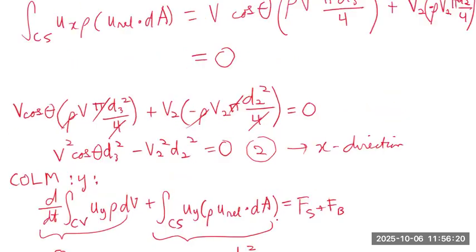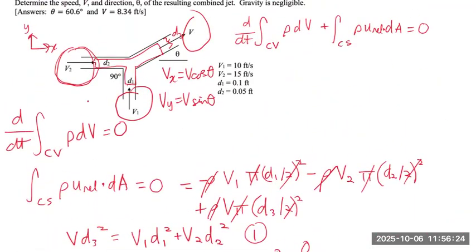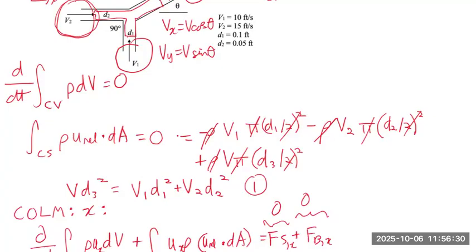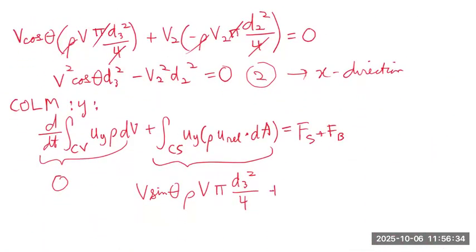And the flow is also pointing upwards over here. The y component is pointing upwards, so it's going to be positive. And the V1 component is also pointing upwards, so it's also going to be positive. So plus V1 times rho times V1 pi times D1 squared over 4. Let me double check to see if this is correct.